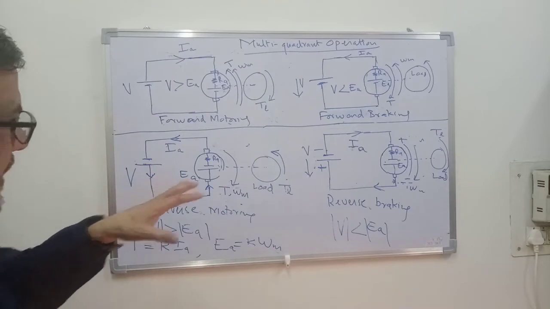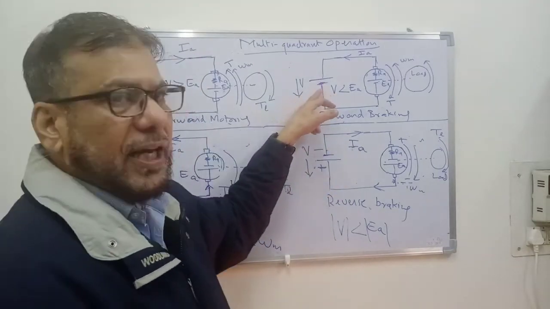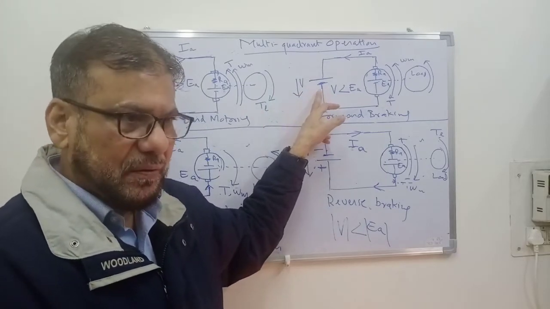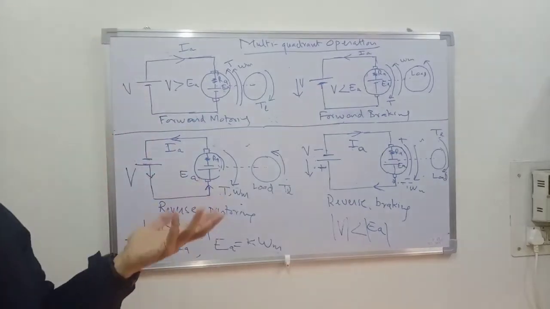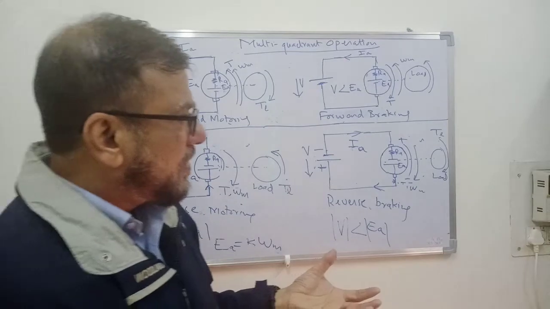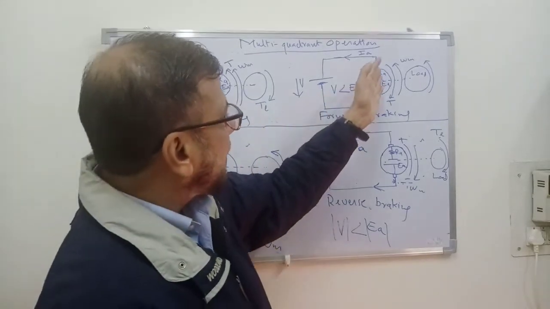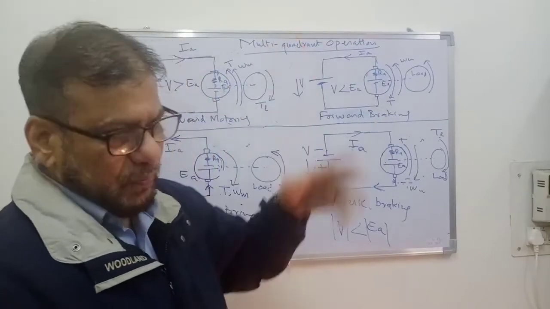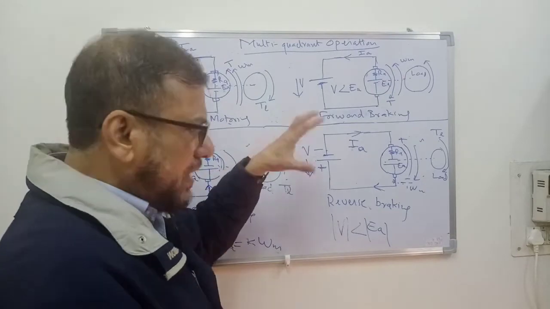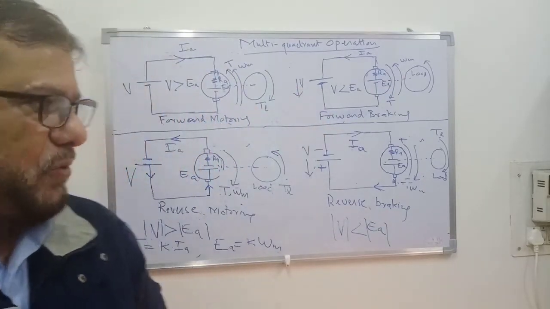In the braking mode, the source must have capability to absorb the energy. In many cases this is not possible. For example, if the source is some PV panel, the solar cell cannot absorb the energy, so it will not allow flow of current in the reverse direction. So braking mode is not possible in those type of sources. But if the source can absorb the energy, then you can go for the braking mode.